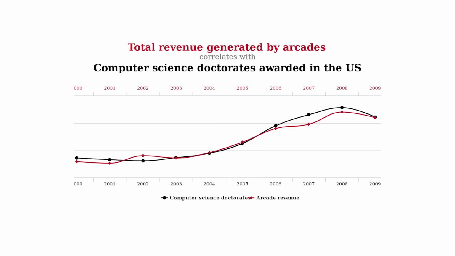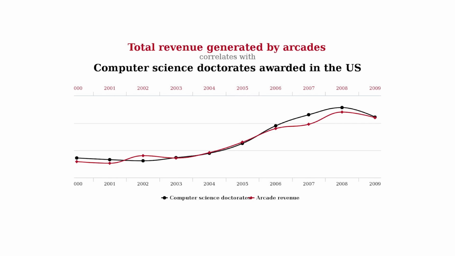And here is one that one could find if you look at data long enough: the total revenue by arcades and computer science doctorates awarded in the US. You can see a lovely correlation, and it really follows very nicely. And having been at MIT long enough, I can understand this. I can build a causal story around it.